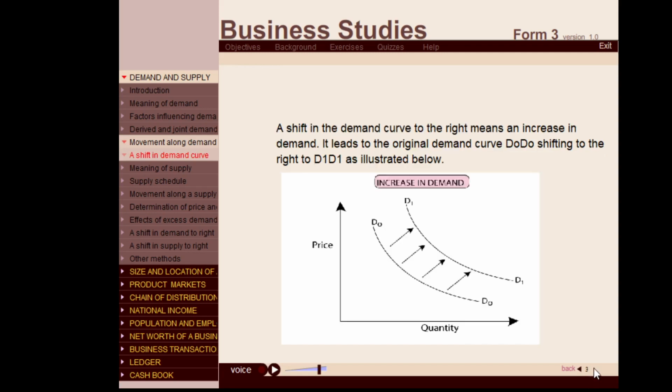A shift in the demand curve to the right means an increase in demand. It leads to the original demand curve D0 shifting to the right to D1 as illustrated below.